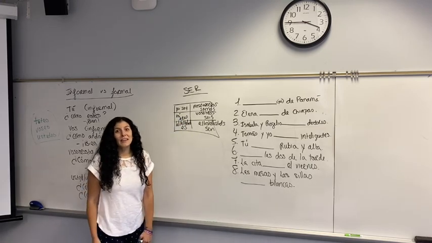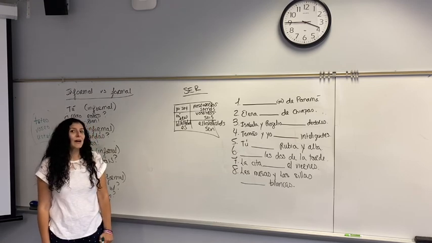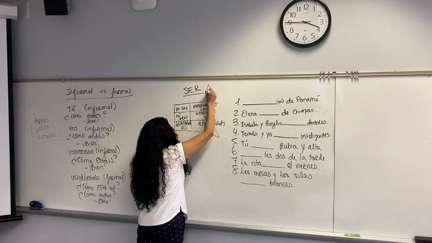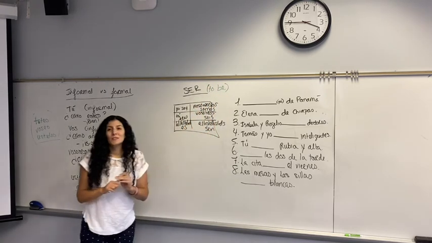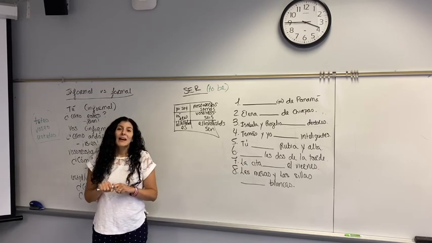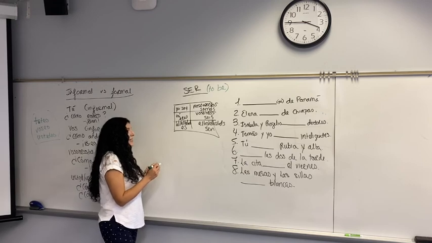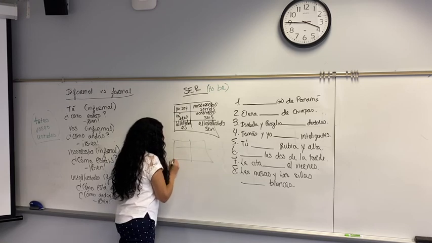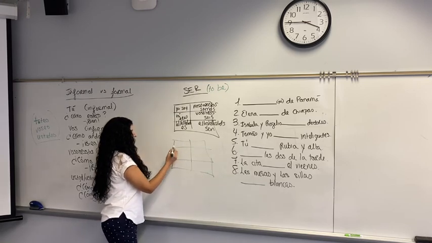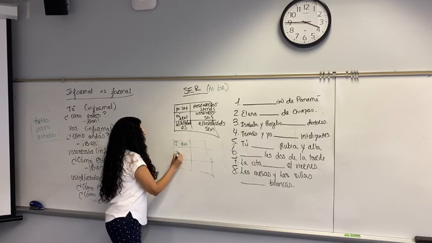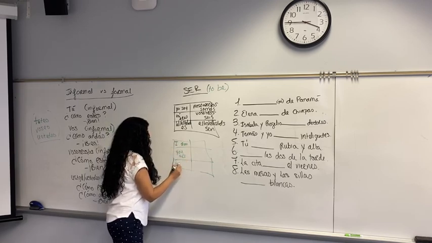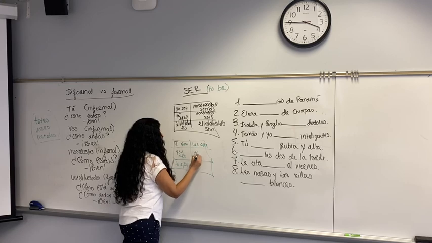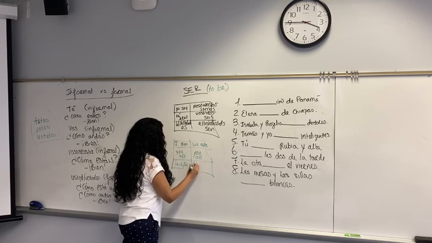Okay, so let's move on to talking about ser. Ser is how we talk about to be. Now, in English, we would say, I am, you are, he is, she is, we are, you are, they are. So I can write that here. I am, you are, he is, she is, we are, you are, and they are.